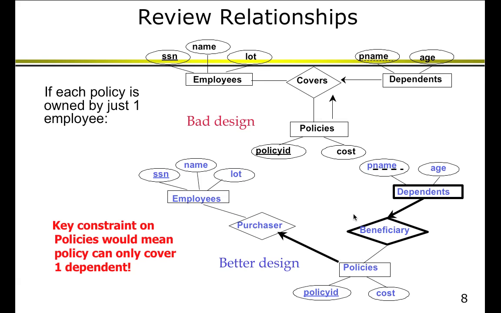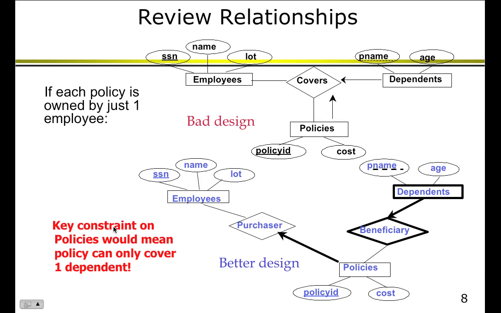Basically what we're trying to do is fix all the problems in the table. So in terms of this relationship, if each policy is owned by just one employee, we've got a bad design versus a better design. So up here we have the bad design. Down here we have the better design because we've restructured it.